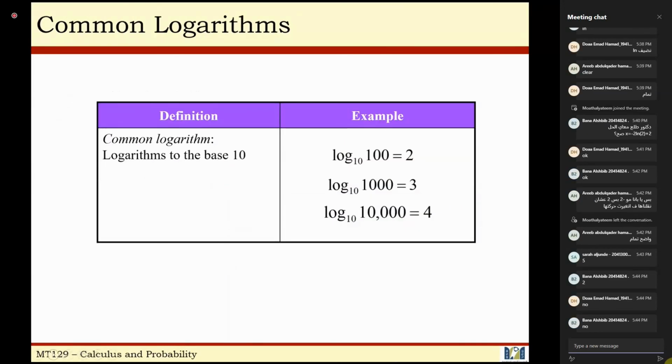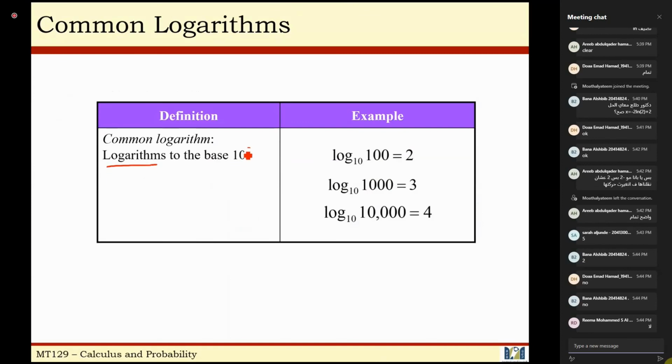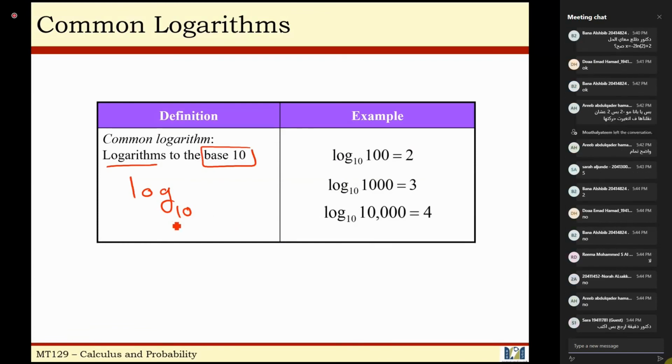Look, this is the common logarithm. This is logarithm with base what? With base 10. So logarithm with base 10 is called the common logarithm, and we can remove the 10. So we can write it as log. Log means logarithm with base 10. Now, how can we verify this is correct? 10 to the power 2 equals what? 100. 10 to the power 3 equals 1000. 10 to the power 4 equals 10,000. Okay.